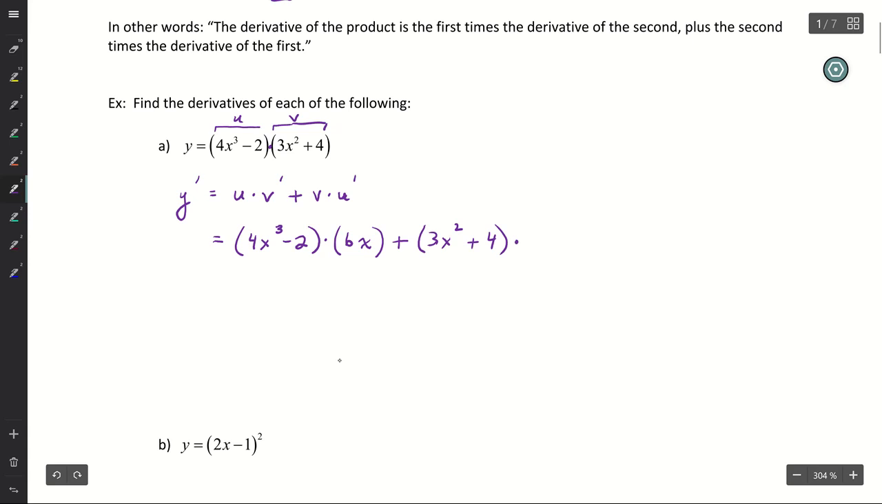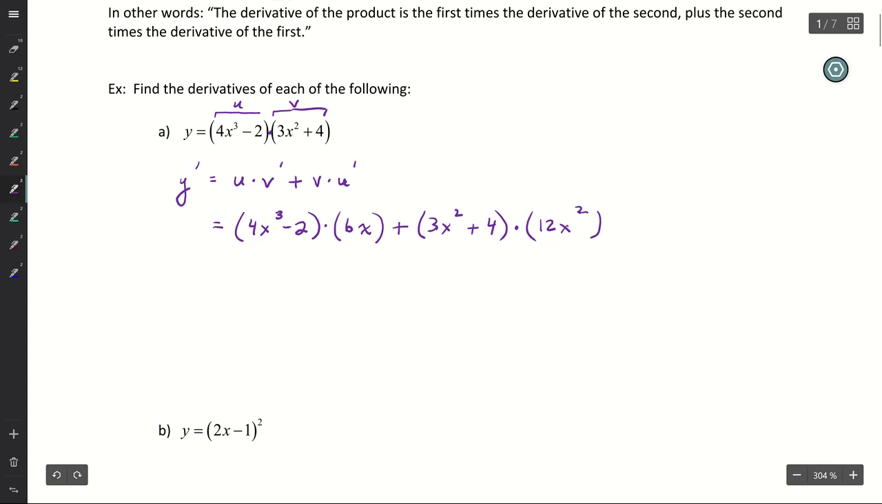And then multiply that now by the derivative of the first piece. For the derivative of the first piece, we'd multiply the 3 by the 4, that'd be 12. And then we'd reduce the power of 3 to 2. So that would be 12x to the second. And then the derivative of negative 2 would be 0, so that we wouldn't write.